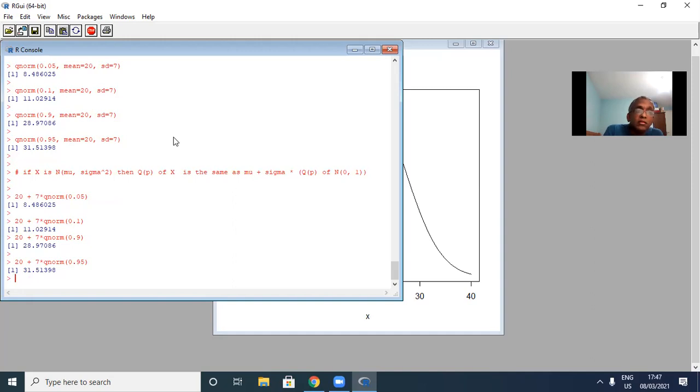that there are two ways of computing the quantiles of a normal distribution. One is to use this qnorm command with the mean and the standard deviation given, whatever they are. Two is to use this formula here, where mu is the mean that is given to you and sigma is the standard deviation that is given to you, multiplied by the quantile function of the standard normal. That's what I have done here. And both approaches should give you the same answer, as you have seen here. They both give the same answer.